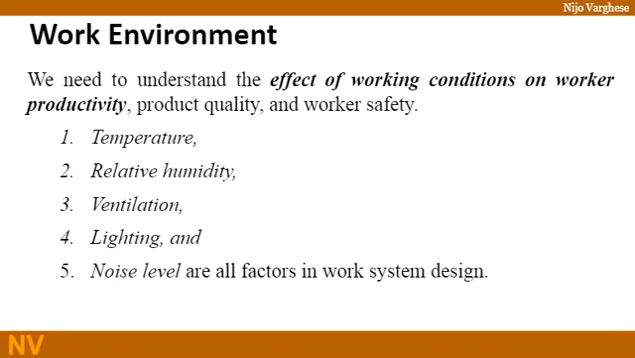So work environment has an effect on the productivity of the work as well as the product quality, and worker safety is dependent on the work environment. That is why the work environment is very important. The factors of work environment such as temperature, relative humidity, ventilation, lighting and noise level are all factors in the work system design. So we have to consider all these factors in order to understand the effect of work environment on worker productivity as well as product quality and worker safety.